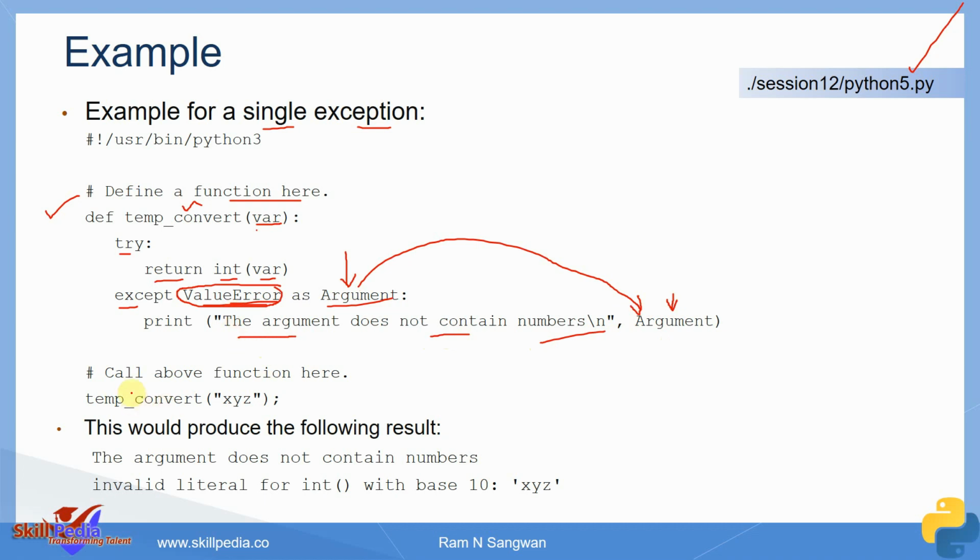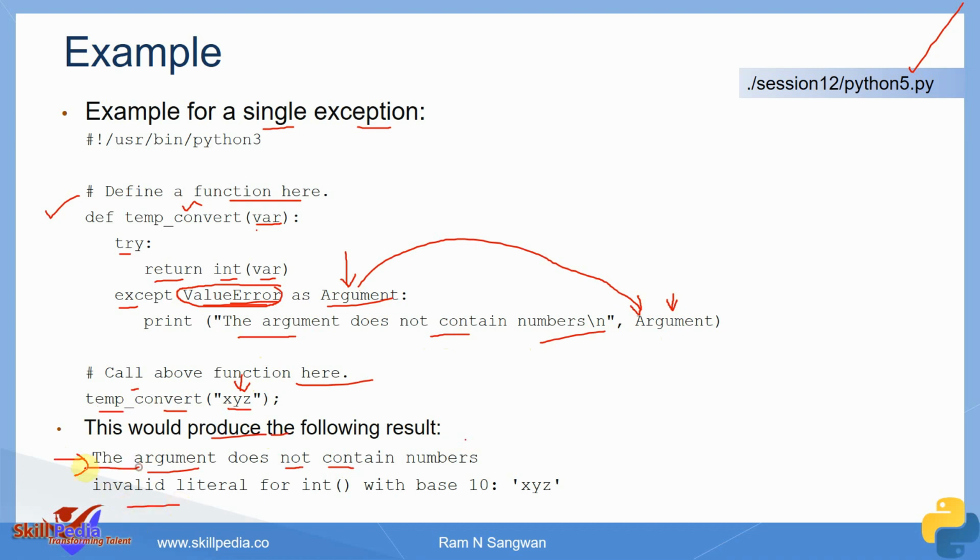Call the above function here, like convert temperature xyz. Now xyz is not a number, it cannot be converted, so this is invalid. Therefore when you execute this code, you will get this meaningful message: the argument does not contain numbers.